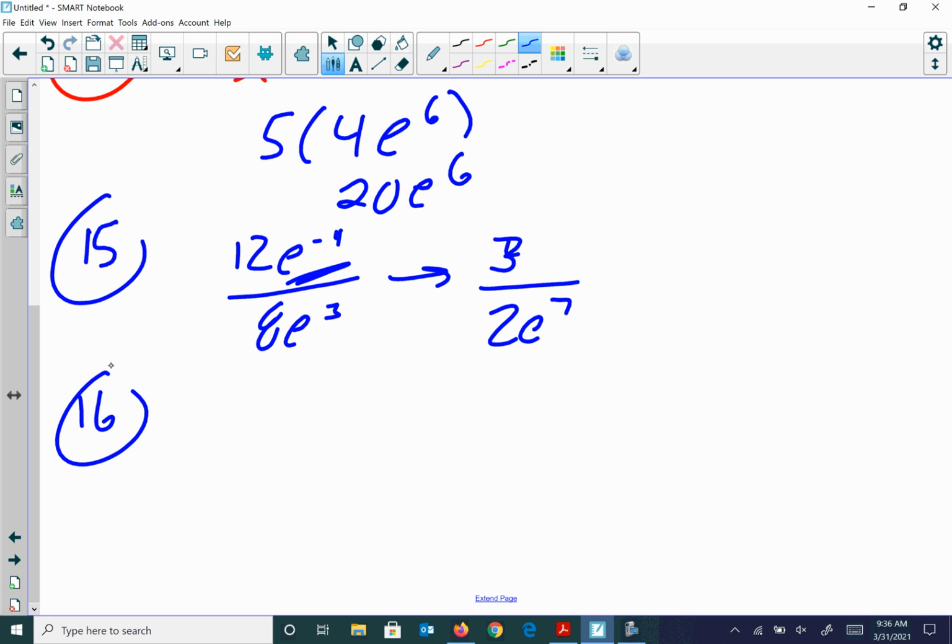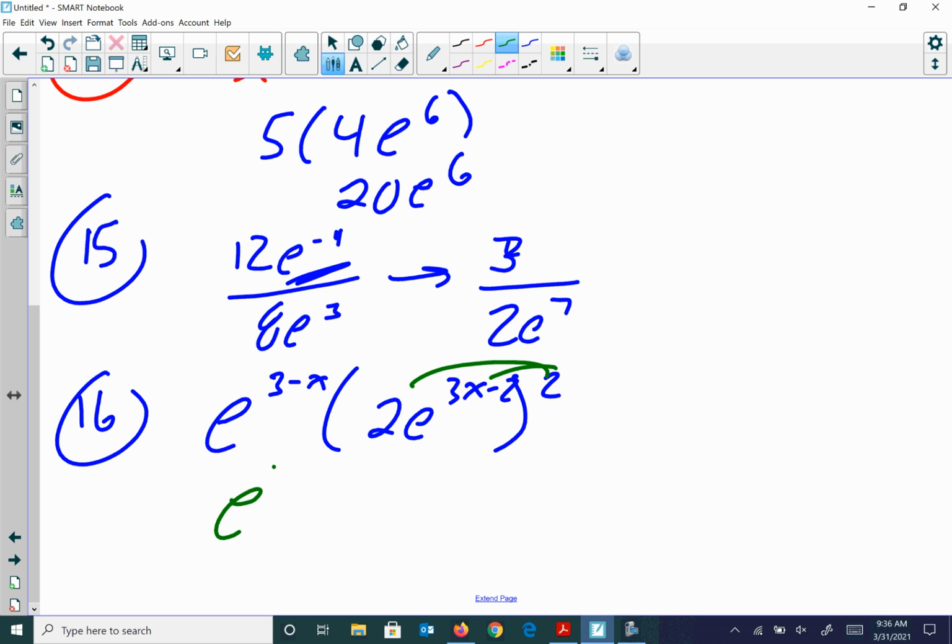Number 16, we have, not 3, sorry about that. We have e to the 3 minus x times (2e to the 3x minus 2) squared. So let's take care of the outside exponent first. That comes in here and here. So I get e to the 3 minus x times 4e to the 6x minus 4. The 4 is going to come along for the ride. Now I'm going to add the exponents. So I get negative x plus 6x is 5x. 3 minus 4 is negative 1.